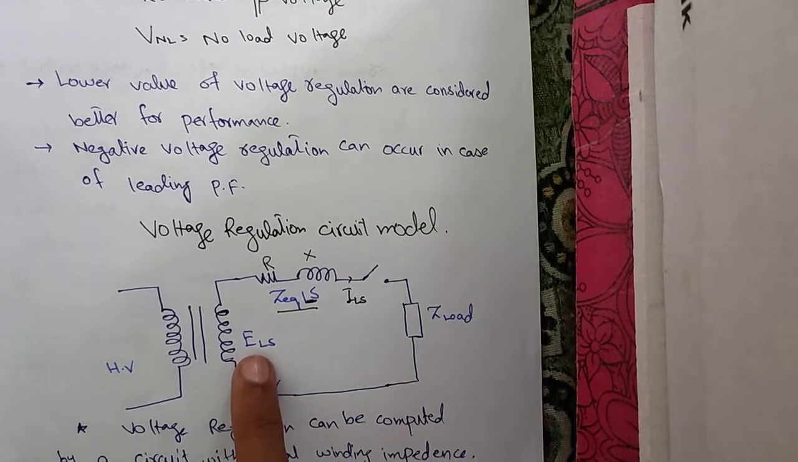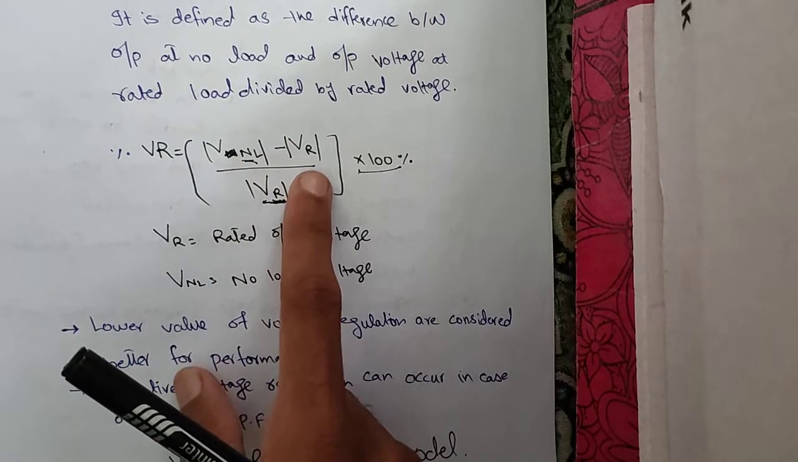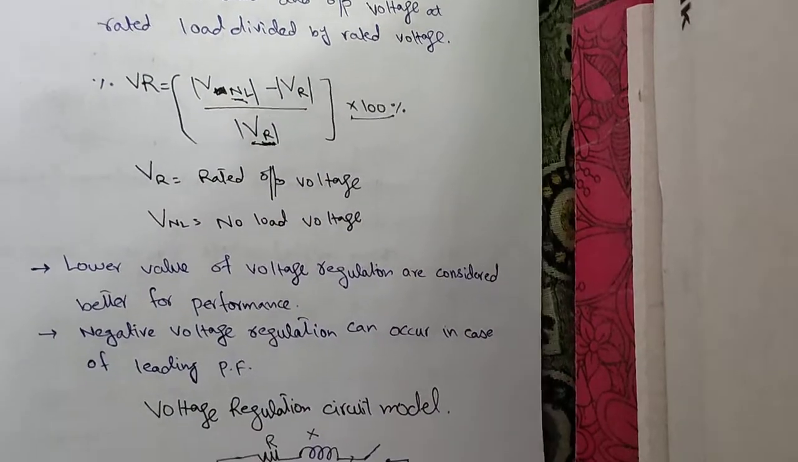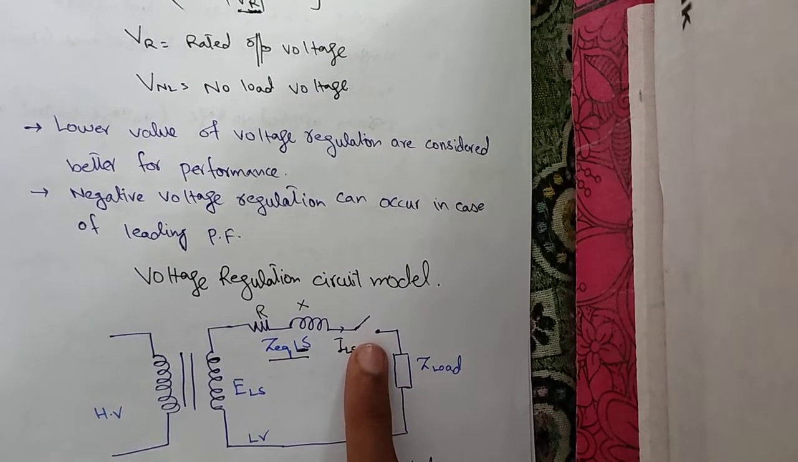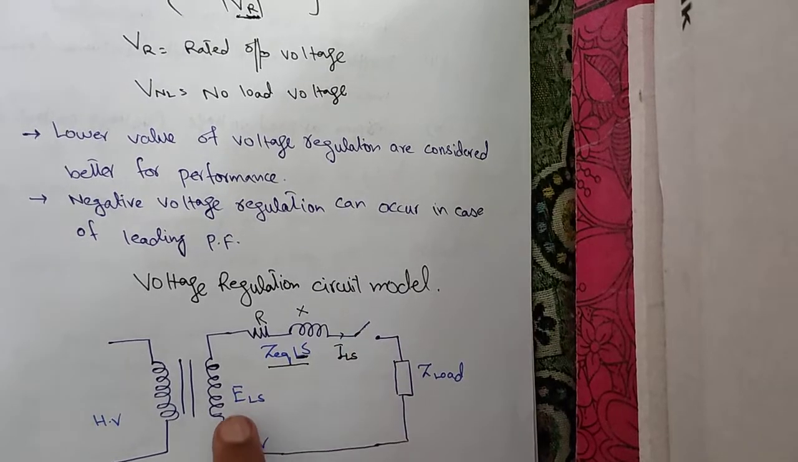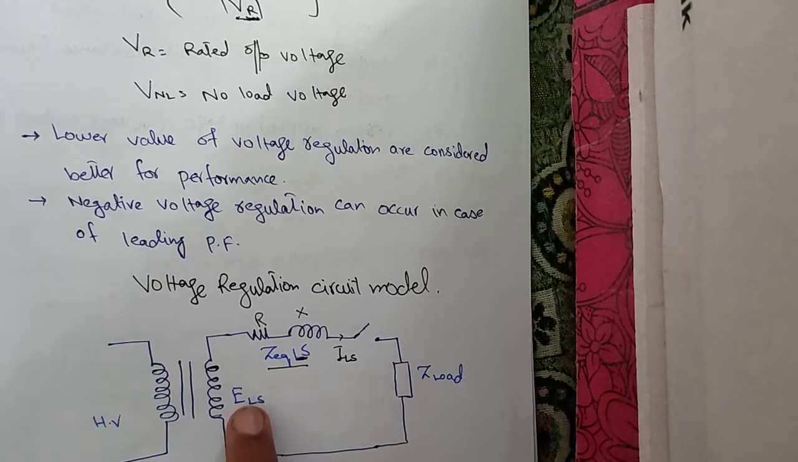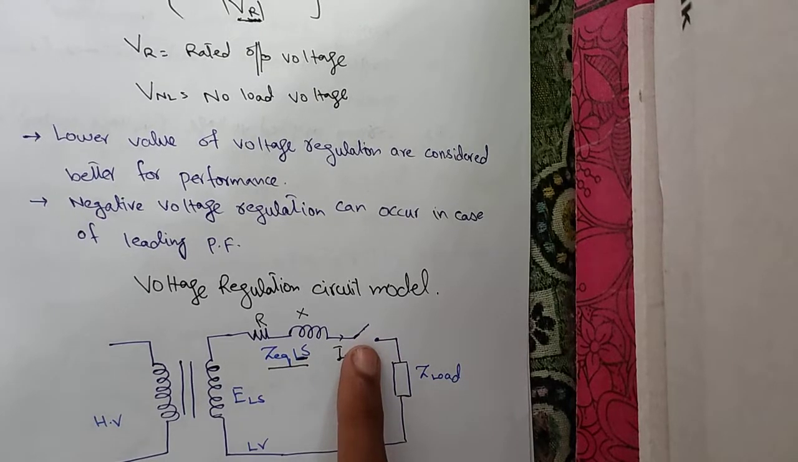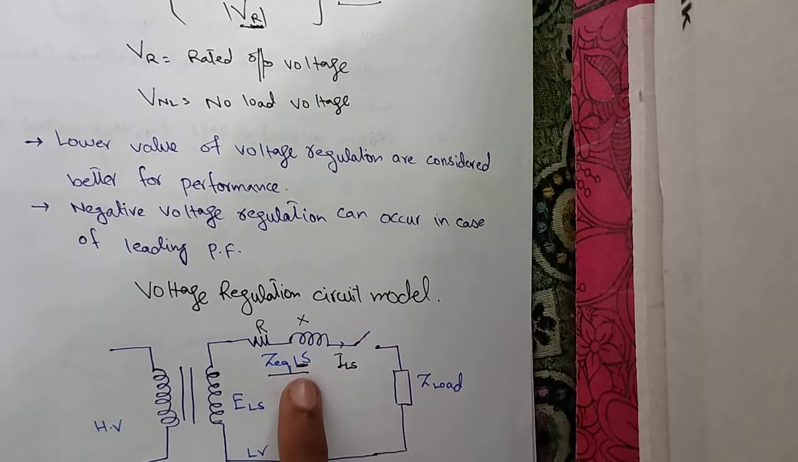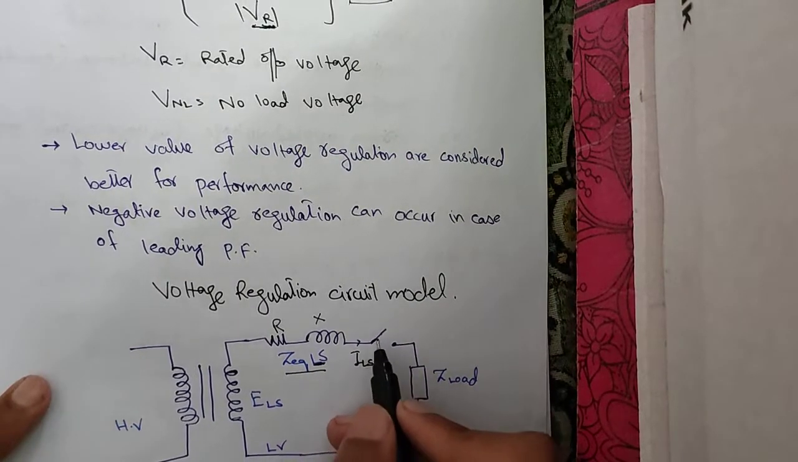So for calculating this ELS voltage, we have to obtain two voltages, that is no load voltage and output at rated load. For no load voltage, this switch will remain open. For no load, this switch will remain open. Then you will get ELS as your no load voltage when the switch is open. For getting the voltage at rated load, this switch is closed.